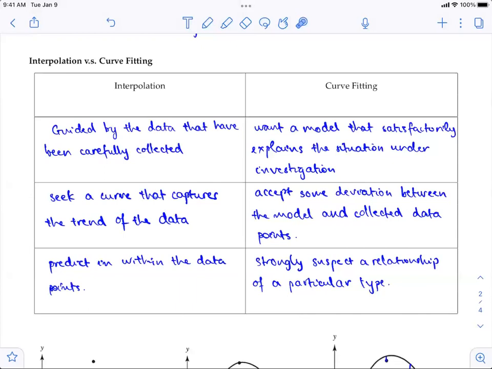So when you have a set of data points, you can use linear functions to fit the observed data points, or you can use quadratic functions or exponential functions. You can use many types of functions, just trying to find the best fit for your data set.